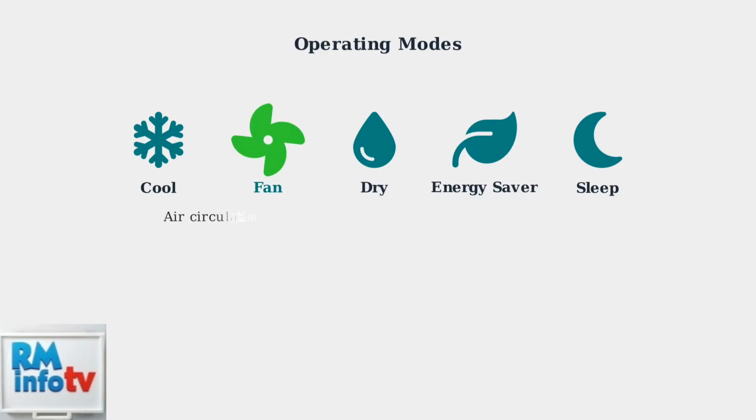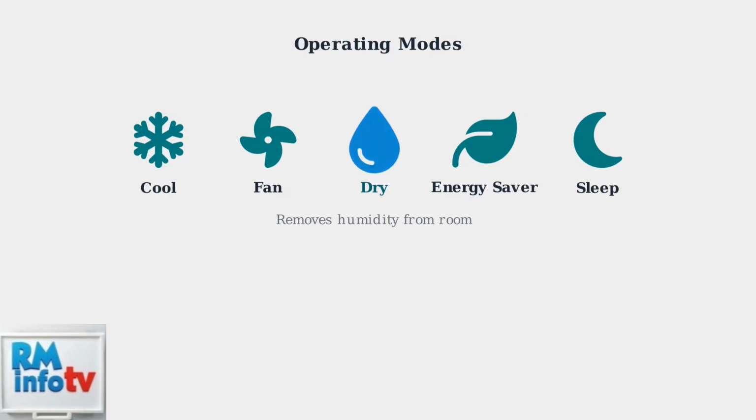Fan mode circulates air without cooling, similar to a regular fan. This mode uses minimal energy while providing air movement for comfort when cooling isn't needed. Dry mode removes excess humidity from the air, making rooms feel more comfortable even at higher temperatures. This mode is perfect for humid conditions when moisture removal is the priority.